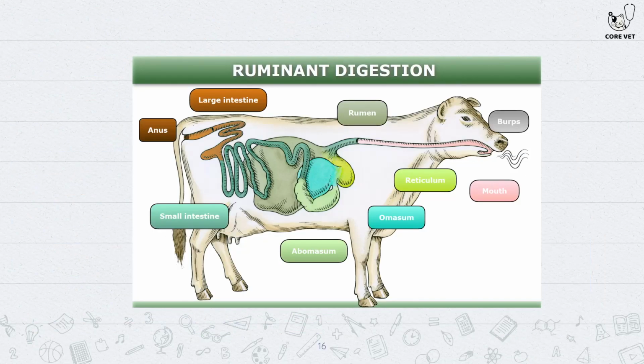you can see here that this is the mouth, this is the esophagus, and after the esophagus enters the atrium ventricular. We will discuss the atrium ventricular also. And this is the rumen, this is the reticulum, this is the omasum, and this is the abomasum. After the abomasum, the small intestine continues.